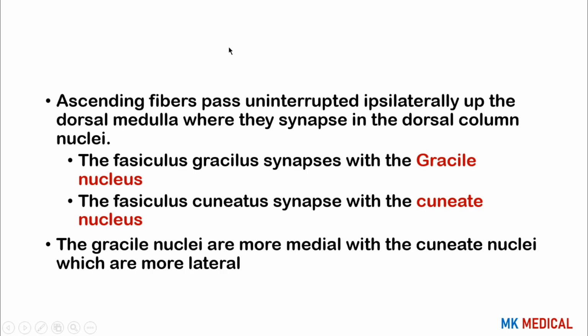Then the ascending fibers are going to move ipsilaterally and upwards uninterrupted, and eventually synapse with nuclei found in the dorsal part of the medulla. They're going to be synapsing with the gracile nucleus and with the cuneate nucleus. And remember that the gracile nuclei are more medial, the cuneate nuclei are more lateral.